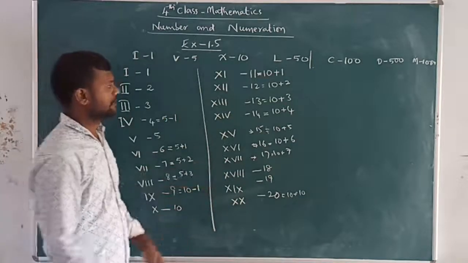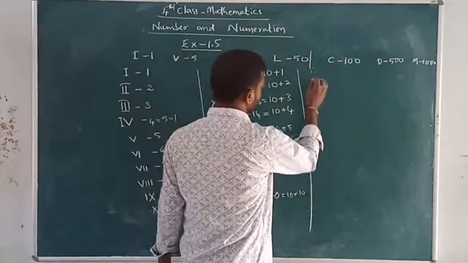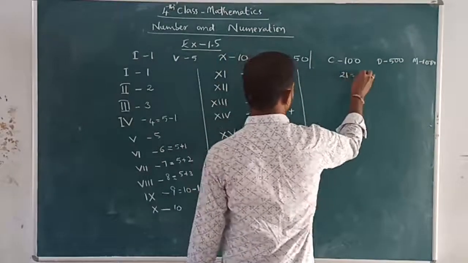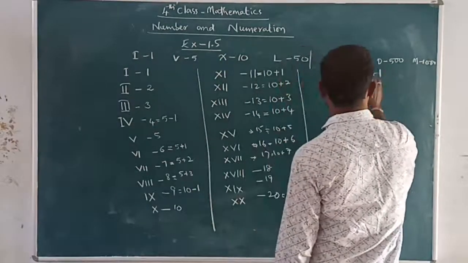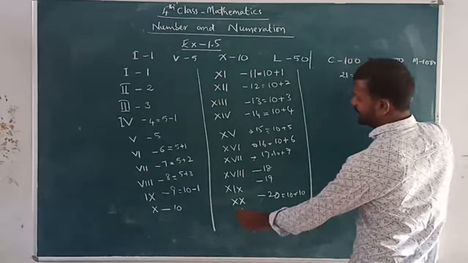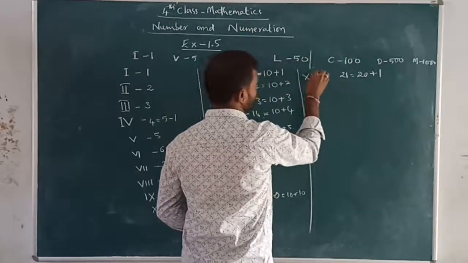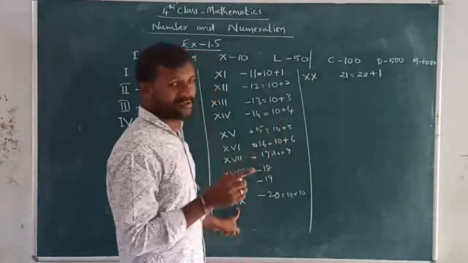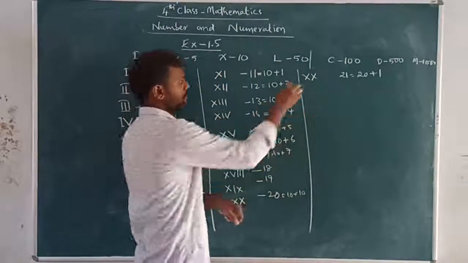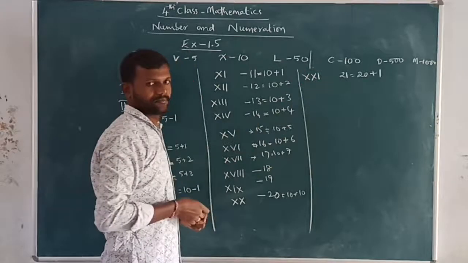Now, sir, next is 21. 21 means 20 plus 1. What is 20? 20 means this one. What is that? X, X. This is 20. Plus how much? 1. We know 1 is this.